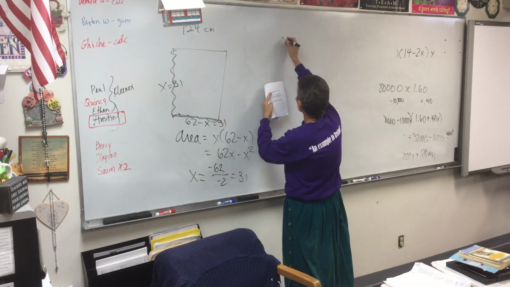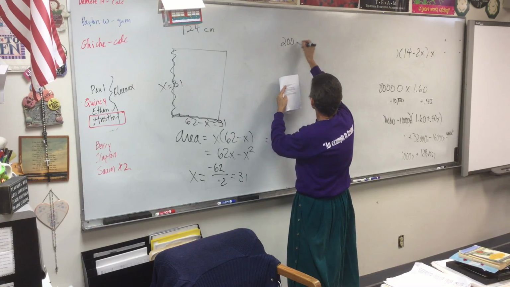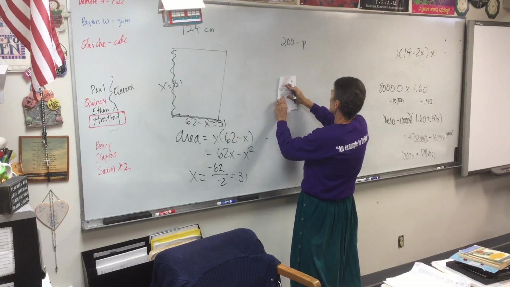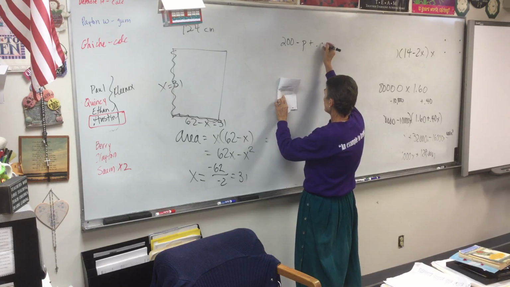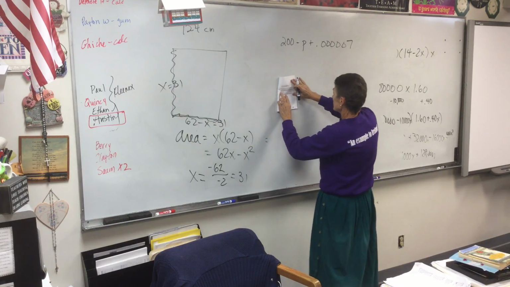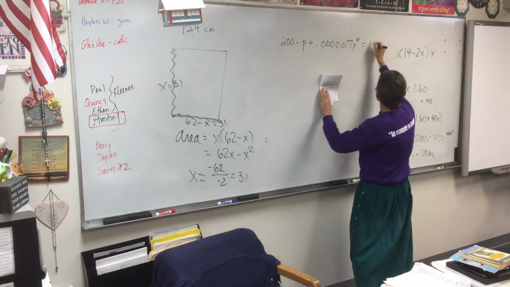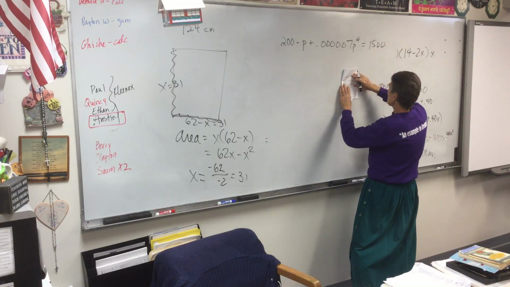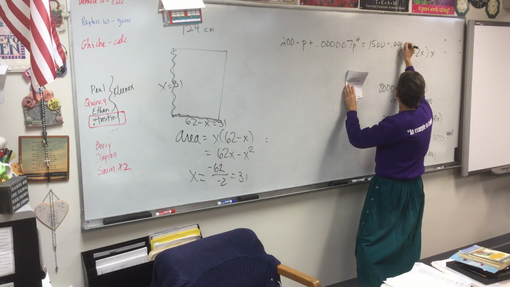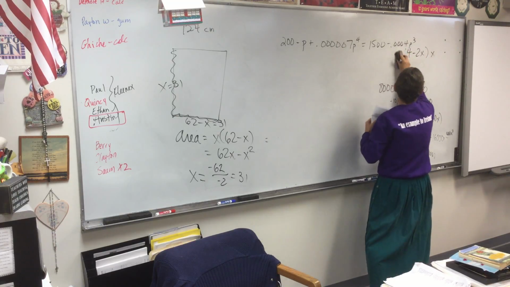So we're going to have 200 minus p, this is awfully small for my old eyes, plus 0.12345 zeros p to the 4. That's going to equal 1500 minus 0.0004 p cubed. I hope I have the right number of zeros in there.